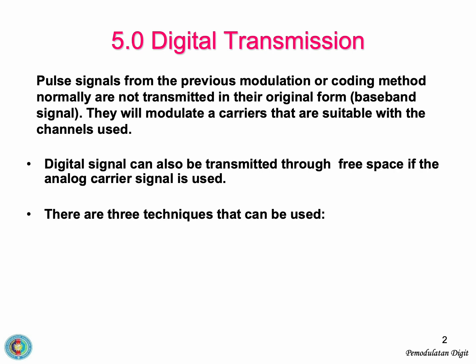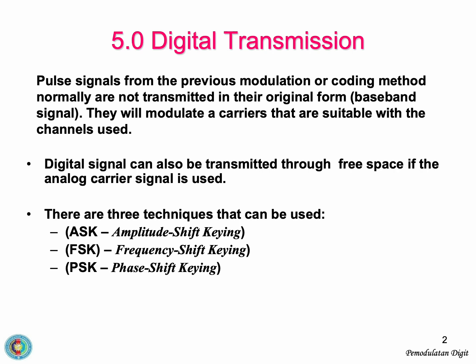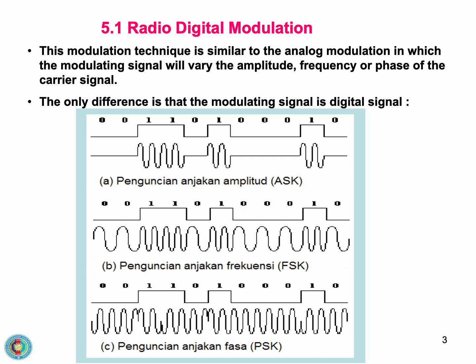We'll explore three primary techniques today: amplitude shift keying, frequency shift keying, and phase shift keying. The core concept of radio digital modulation is quite similar to its analog counterpart. The modulating signal, which in our case is a digital signal, a sequence of zeros and ones, will vary a characteristic of the carrier signal, either its amplitude, frequency, or phase.